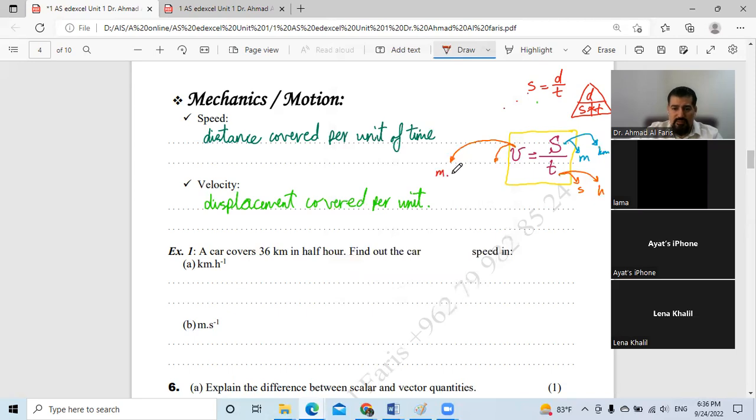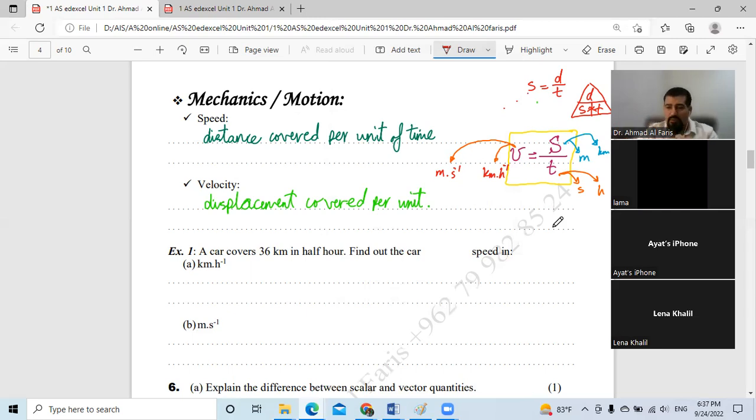Kilometers per hour. So meters per second, or what? Kilometers per what? Per hour. Now, who can tell which one is bigger? Is meters per second as a unit bigger, or is kilometer per hour bigger? Send me on the chat. If I'm driving my car at 100 meters per second, is that faster, or is 100 kilometers per hour faster, or are both the same? Some of you send me meters per second, some of you send me kilometer per hour, some of you send me both are the same.